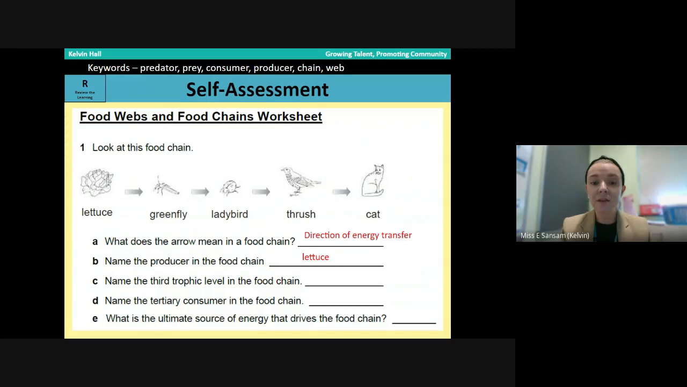The third trophic level is the ladybird, because that's the third one along. The tertiary consumer, however, is the thrush, because the green fly is the primary consumer. The ladybird is the secondary consumer, making the thrush the tertiary consumer. And the ultimate source of energy that drives this food chain is the sun, because that's where the lettuce gets its energy from at the beginning.